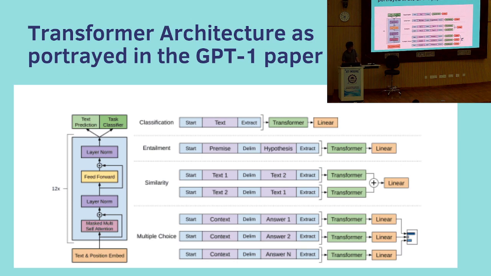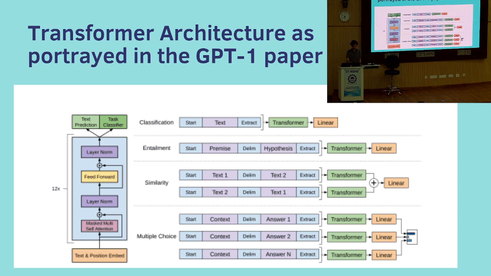Now, this was the transformer architecture that was published in the GPT-1 paper. On the left, you can see the architecture that you learned about in the previous slides. And on the right, as I talked about, is the fine-tuning on specific tasks. As you can see here, for classification, the text input goes into the transformer. And as you learned, the transformer is basically a black box which converts text data into a vector.